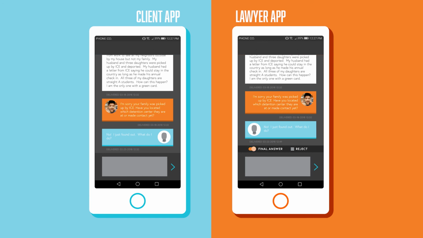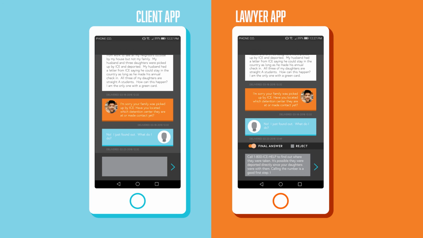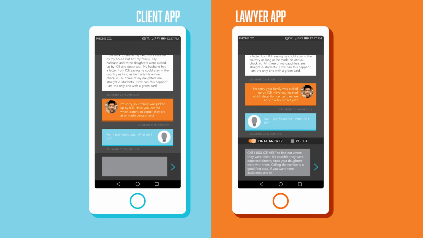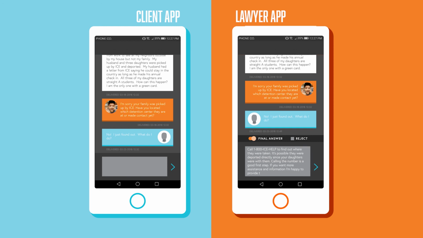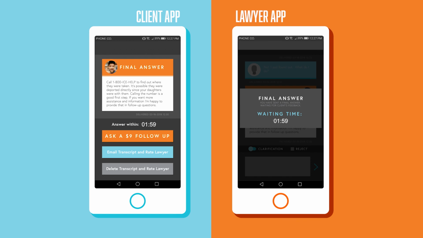Our attorney toggles the switch to final answer and writes, "Call 1-800-ICE-HELP to find out where they were taken. It's possible they were deported directly since your daughters were with them. Calling the number is a good first step. If you want more assistance and information, I'm happy to provide that in follow-up questions." Our lawyer provides a competent answer while highlighting Maria's need for additional legal advice. A good Text a Lawyer provides satisfying answers while enticing their clients to ask follow-up questions.